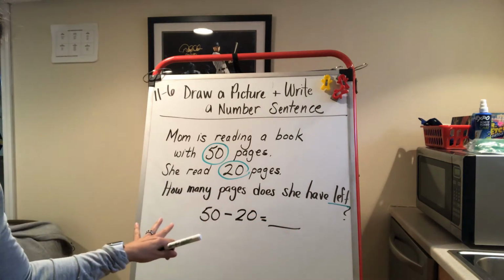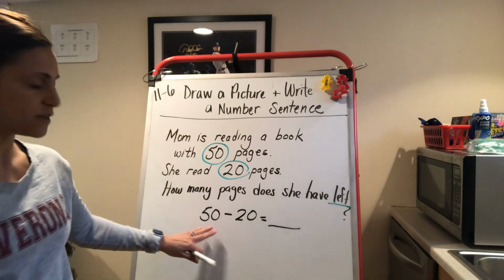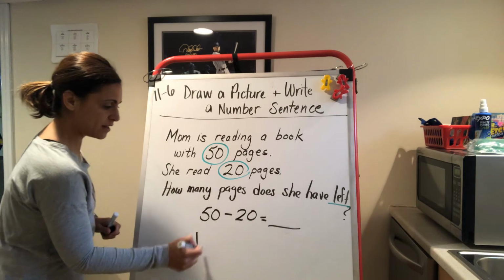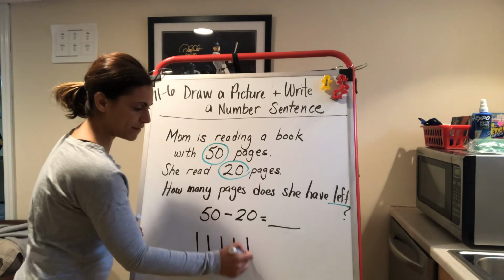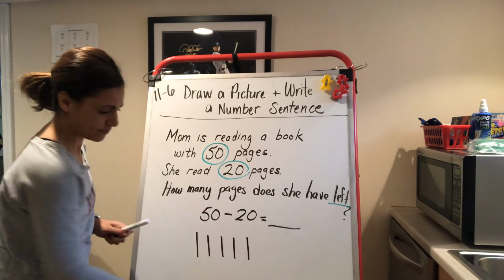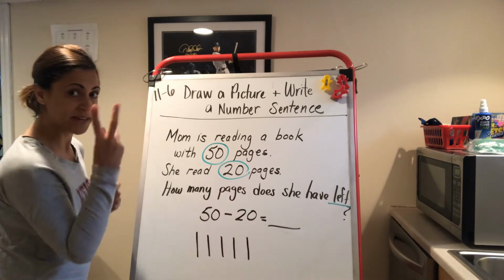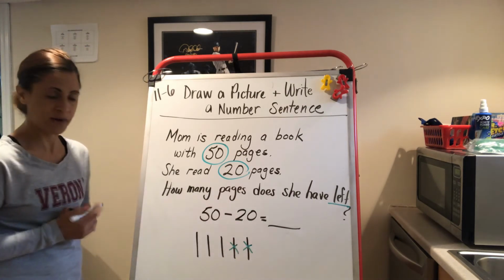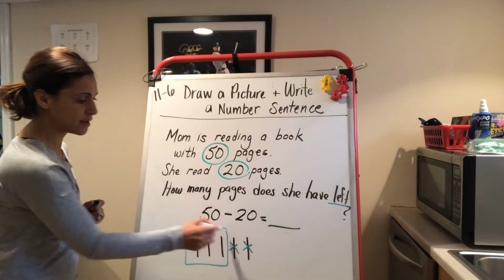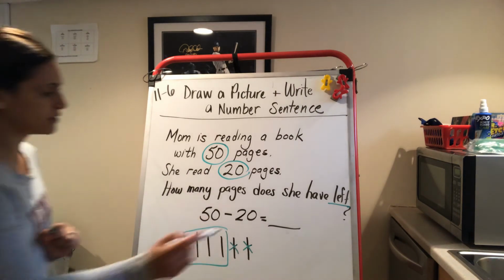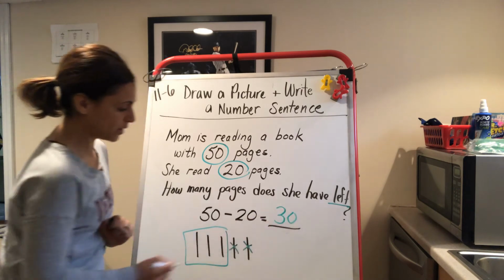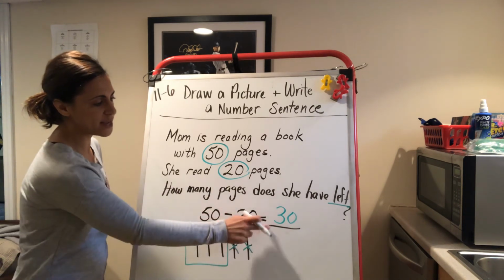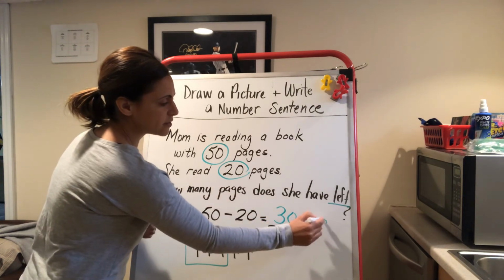Again, I'm going to represent my pages as groups of 10. So I'm going to start with 50. 10, 20, 30, 40, 50 pages. She read 20, so I'm taking away 2 groups of 10. 10, 20. What does she have left to read? Mom has 30 pages left to read. 10, 20, 30. 50 take away 20 equals 30 pages.